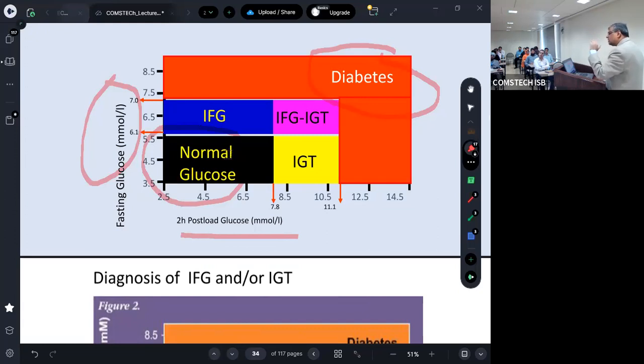One is where someone has a problem only in fasting glucose. We call it IFG, impaired fasting glucose. Someone may have a problem only after taking the glucose, and we call it glucose intolerance. The problem is only with the 2-hour glucose, the first 2 hours post glucose load.